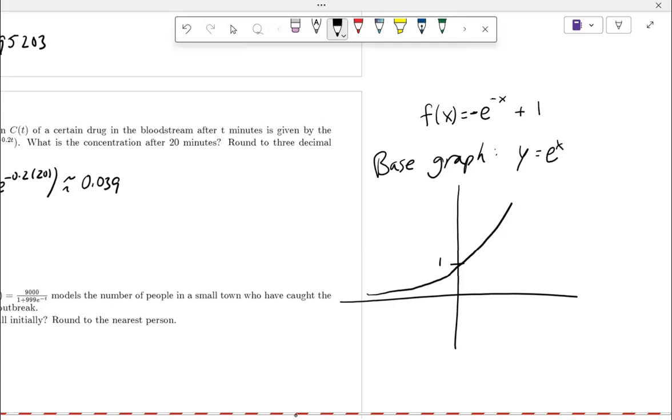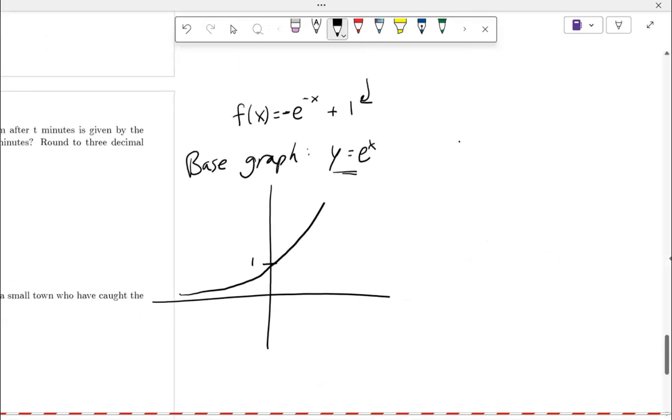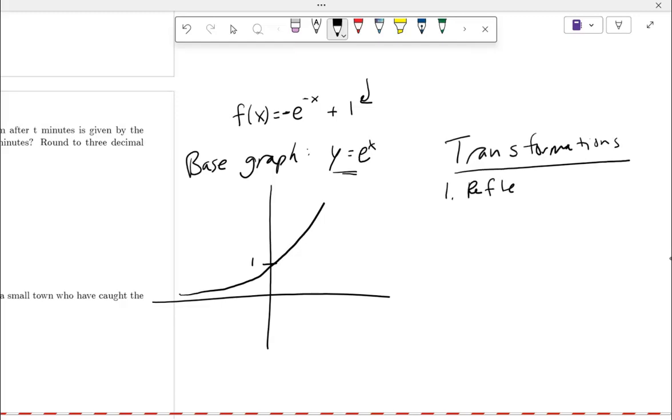Looking at my base graph and the function we're talking about, what transformations do you see? I got a couple of flips, don't I? Flip over the x-axis, and flip over the y-axis. I got both of them, right? Reflect about the x-axis, that's the negative on the outside. We reflect about the y-axis, that's the negative on the inside. What else do you see? Shift up 1. Good.